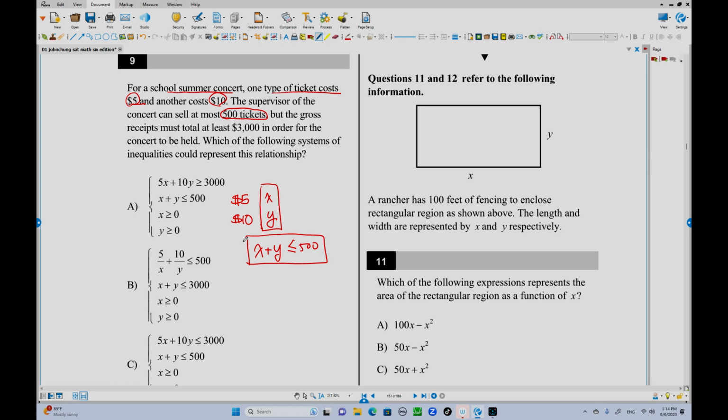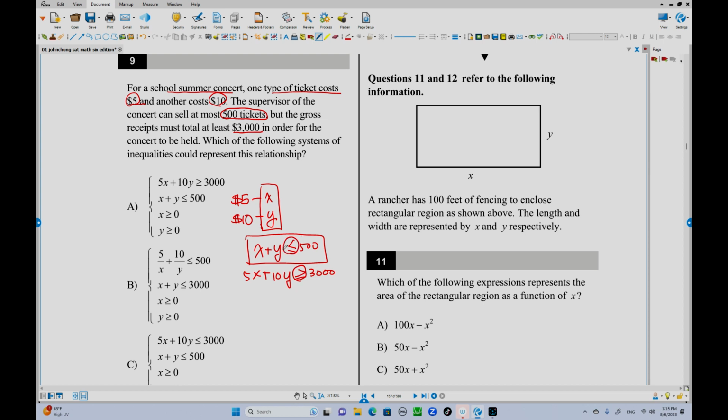Something like that. The total amount is at least, so greater than or equal. Total amount over here, 5x plus 10y must be greater than or equal to 3,000. This one is greater than or equal, this one is less than or equal.